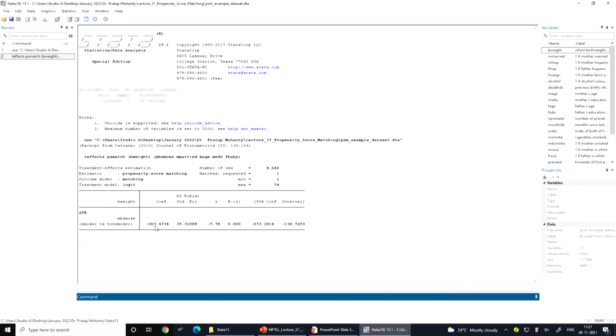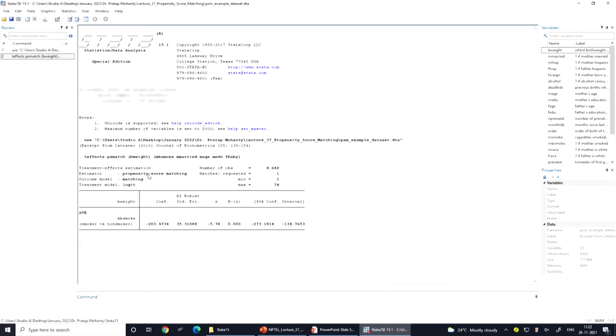The coefficient shows a 203 gram fall in the baby's weight, which is negatively and significantly related. The method considered is logit, based on the distribution of the data. By default you generally take logit, but when you know the distribution, we can change it to probability as well. The model is significant, and the birth weight of the baby is drastically reduced by 203 grams due to smoking habit.